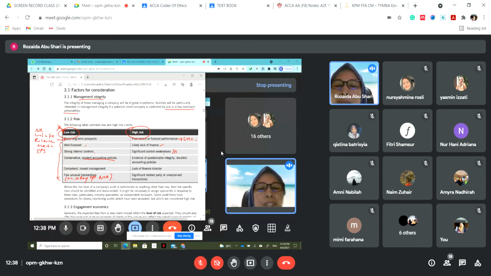Evidence of questionable integrity, doubtful accounting policies. So accounting policies also weak. Lack of finance director knowledge in finance, let's say. And significant related party or unexplained transactions. Too much significant related party or unexplained transaction, like KPMG blamed.